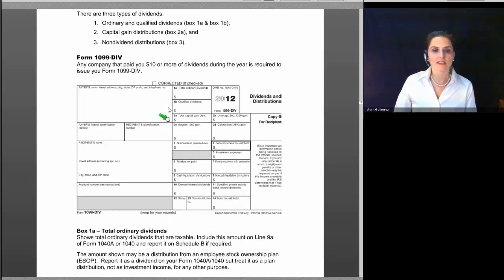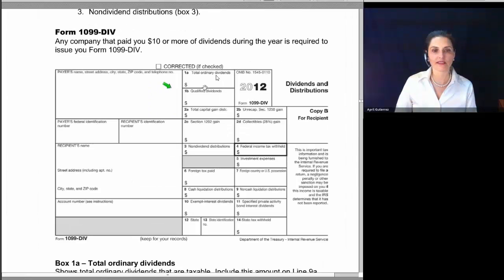So let's just take a look here at the 1099 DIV and see the boxes that are showing on here. Box 1A is used to report ordinary dividend income. Ordinary dividend income is reported on line 9A of the 1040. Box 1B is qualified dividends, and 1B is included in 1A. So 1B represents the portion of 1A that is qualified dividends, and qualified dividends are important because they are allowed to be taxed at the lower capital gain rates.